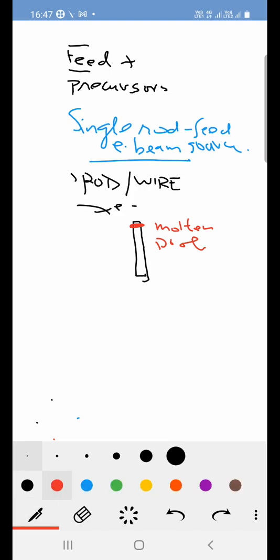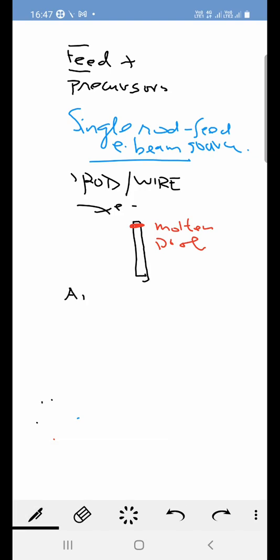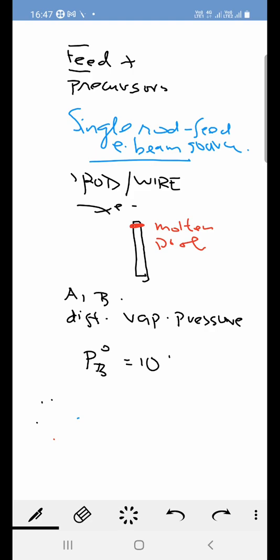And if A and B are two different rods that we are using, each of them will have different vapor pressures. Suppose the difference in vapor pressure is that the vapor pressure of B is 10 times the vapor pressure of A.